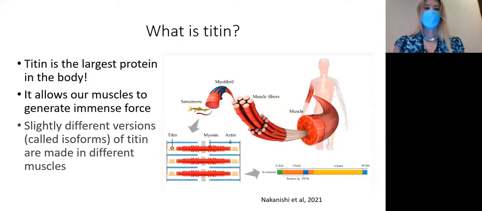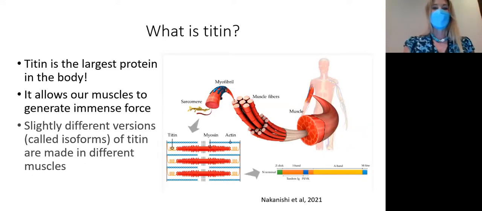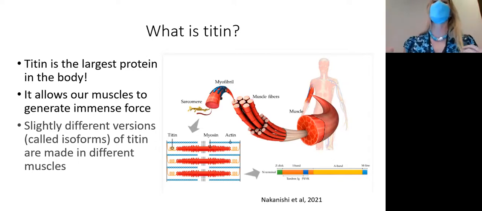So what is titin? Titin is a protein, and believe it or not, it is the largest protein in the body. It is huge. And that structure that it lends muscle is what allows our muscles, which are relatively small, to generate immense force. So it really is miraculous what our muscles can do as human beings.